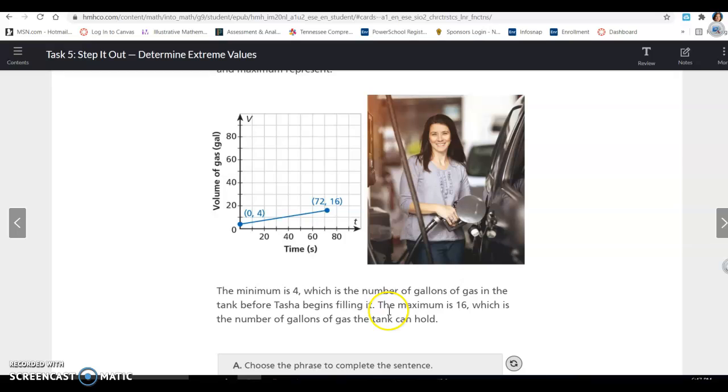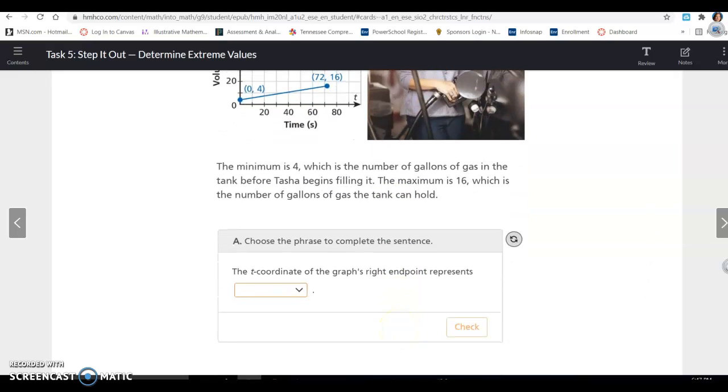It says the minimum is 4, which is the number of gallons of gas in the tank before Tasha begins to fill it. The maximum is 16, which is the number of gallons of gas the tank can hold. Choose the phrase to complete the sentence. The t-coordinate of the graph's right endpoint represents what? The t-coordinate is on the x-axis, so it's the first number in your ordered pair. So it represents 72 seconds.